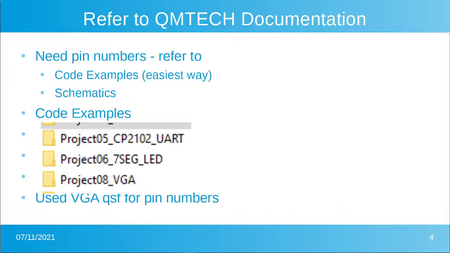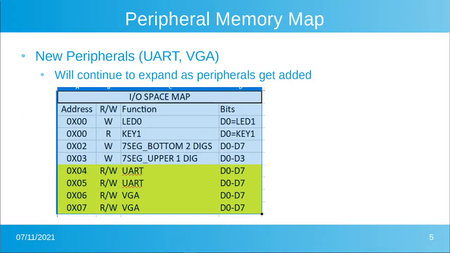I'm not going to mess with the PMOD connectors, but that big I/O connector is essentially the same thing. As usual, to find the pin numbers for the UART, we already found those, but for the VGA, go to the QMTECH documentation, look up that VGA project 8_VGA, and that'll have the QSF file in there. If you look at that QSF file, it'll have those pin numbers that you need. It's a lot easier than digging them off the schematic. Okay, let's add those two peripherals, the UART and the VGA.